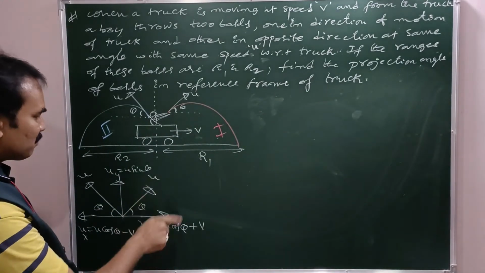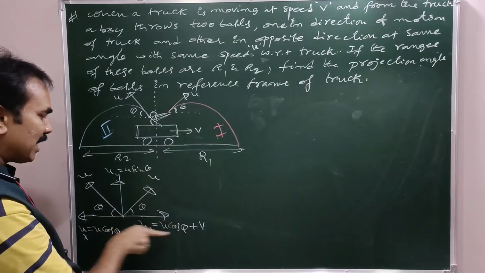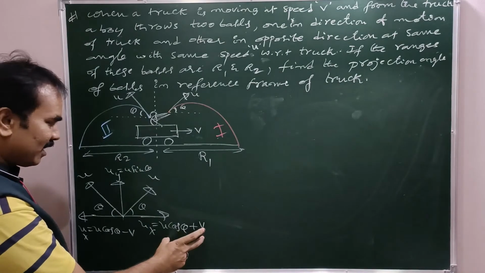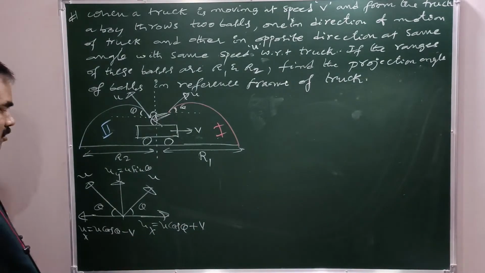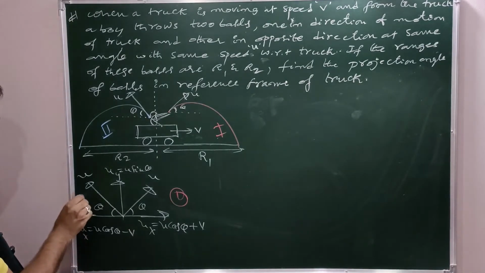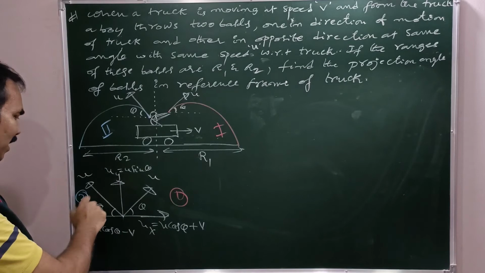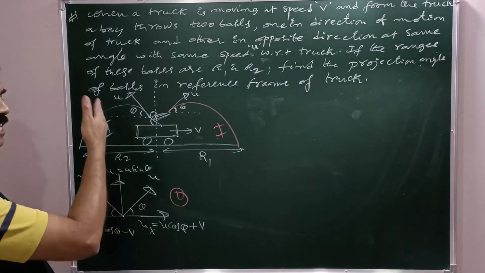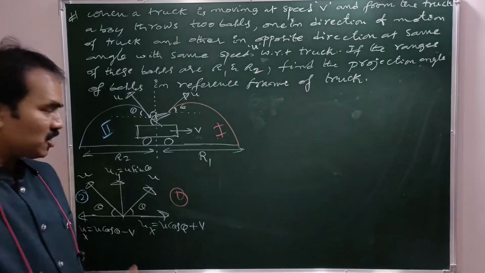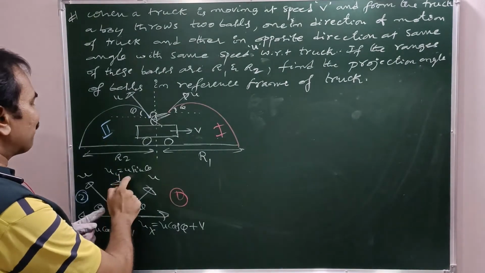For the first projection, u cos theta is rightwards, v also rightwards, so u cos theta plus v here. Here u cos theta minus v. So this is the first one, this is the second one. What about the vertical component? In both cases, u sin theta. So there is no effect on the vertical component of velocity, because for both projections uy is nothing but u sin theta.